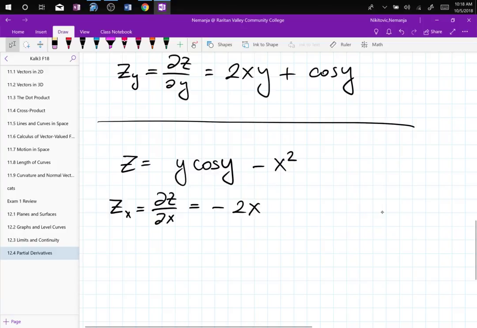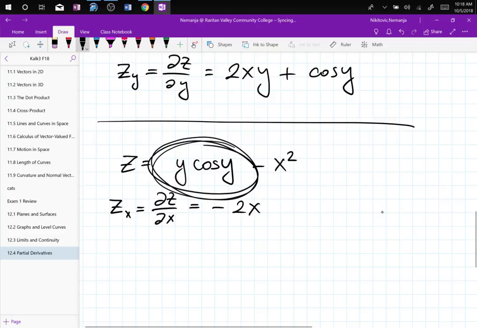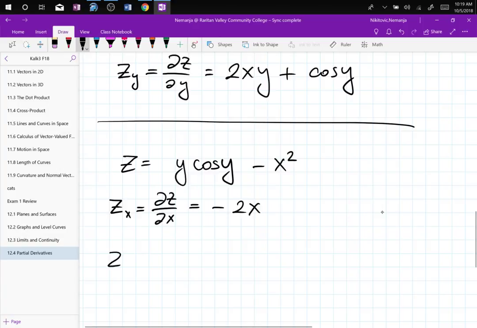So, the entire first term dies because the entire term is constant because there are no x's. The partial derivative here says x is the variable. X is the only variable we care about, and the first term did not have any x's. That means if it doesn't have a variable, then it's a constant, right? And the derivative of a constant is 0. How about zy? Partial z, partial y. How about this?